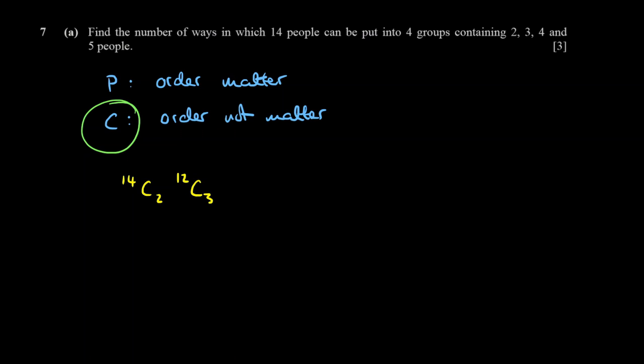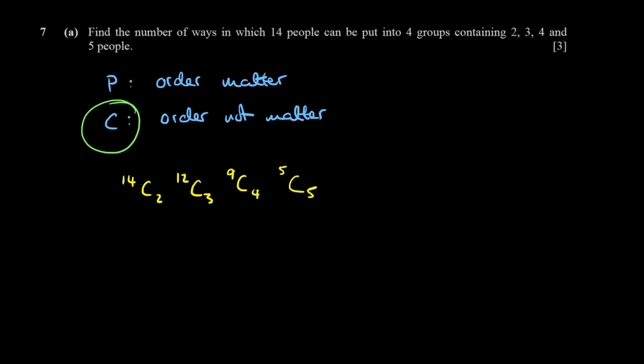Now we've chosen 3 people, we've got 9 people left. And from those 9 people, we want to choose a group of 4. How many ways can we choose 4 people from 9 people? It will be 9C4. And lastly, if we've chosen 4 people, then we've got 5 people remaining. How many ways can we choose 5 people from 5 people? That will be 5C5. Now, you should notice that 5C5 is the same thing as 1. If you just think about it for a second, the number of ways you can choose 5 people from 5 people is 1. There's only one way to do it.